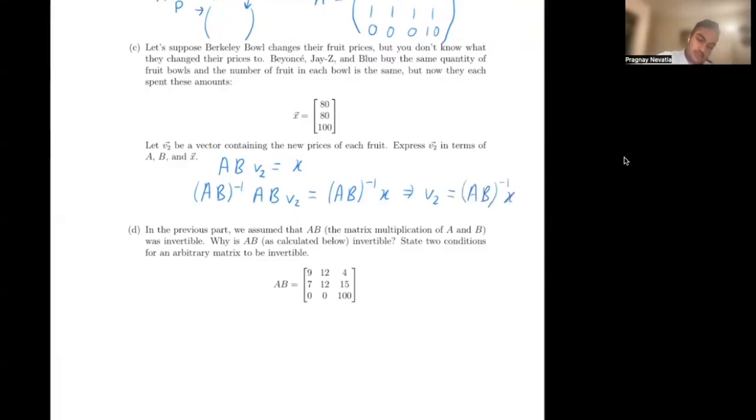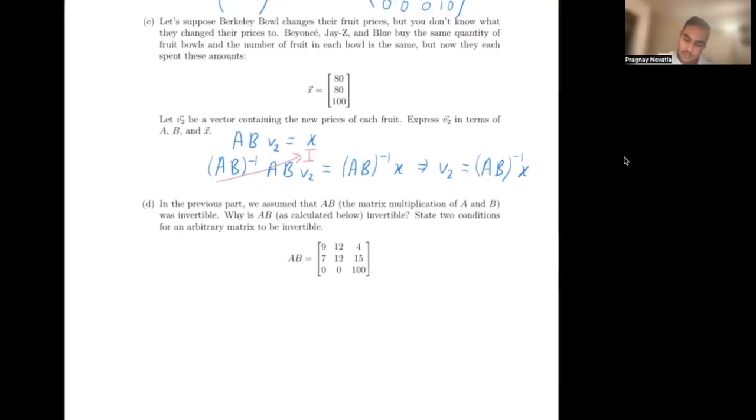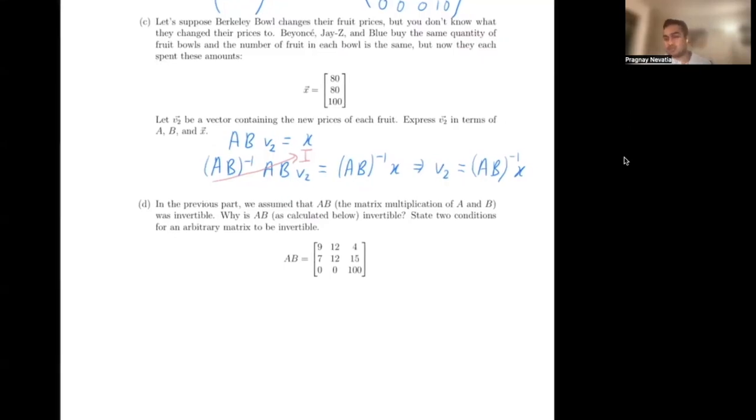This happens because of a very interesting property of invertible matrices, where if you multiply a matrix by its inverse, it evaluates to the identity matrix. And the identity matrix times V2 is just the V2 vector. So now you have an expression for V2, which is what we're asked. However, this is very important, we assume that AB is invertible. We're going to explore that in part D.